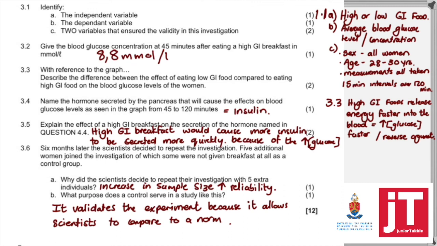And the purpose of the control would be that it would validate the experiment, because now we have something to compare both low and high GI foods to. So something to compare to as a norm, so normal, without an increase in glycemic index, without an increase in blood glucose at all. So this would be what happens with a control. It validates the experiment.